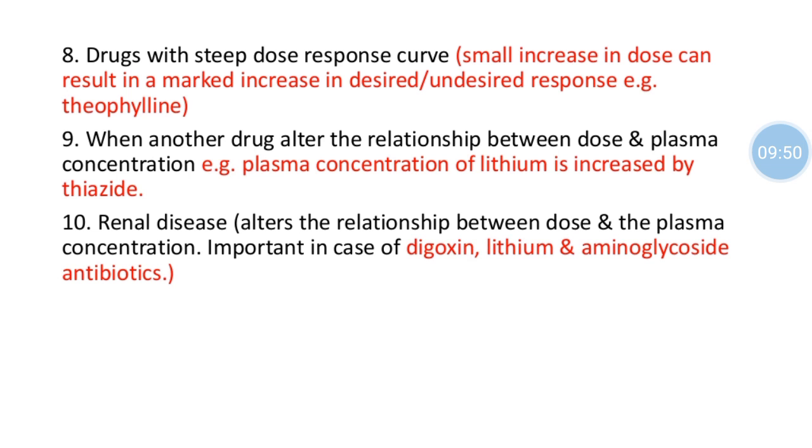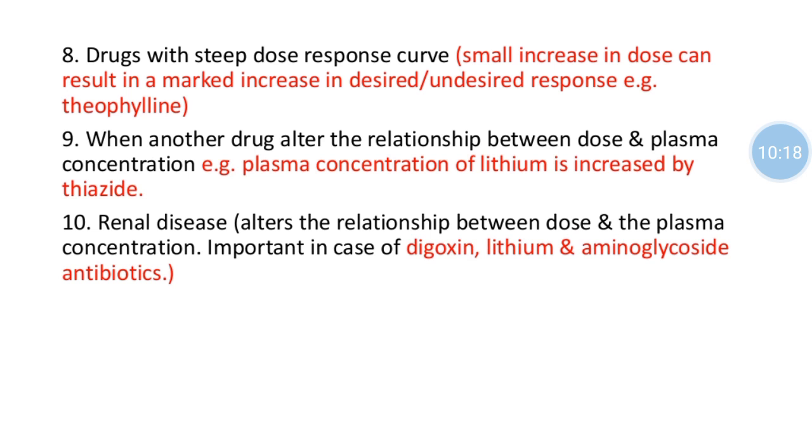What is different? Plasma concentration of lithium is increased by the thiazide. If hydrochlorothiazide or any other thiazide drug is used, the concentration of lithium also increases. So that is important for therapeutic drug monitoring. We should check the therapeutic concentration, and if the concentration of lithium is increased, it will directly affect the brain, and they will produce a toxic condition in the brain.